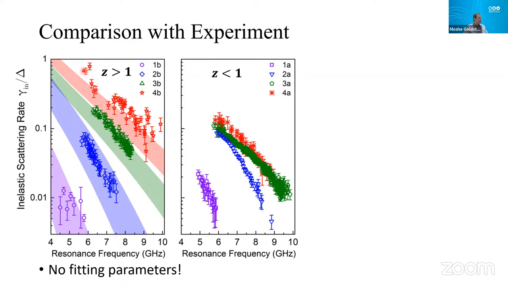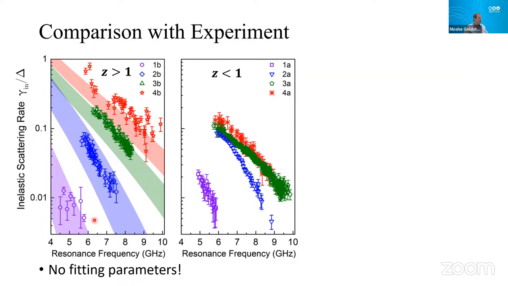This is the inelastic scattering rate, or probability, extracted from the experiment, plotted on resonance as a function of the changing resonance frequency. Those are the experimental points, and those broad bands are the theory. They are broad not because we have some fitting parameters. Actually, here we have no fitting parameters at all. This is a very hard problem to address theoretically.